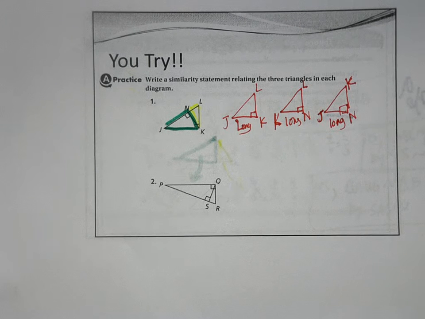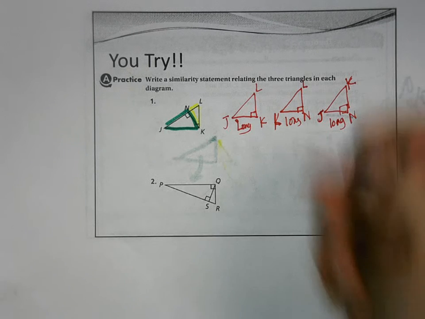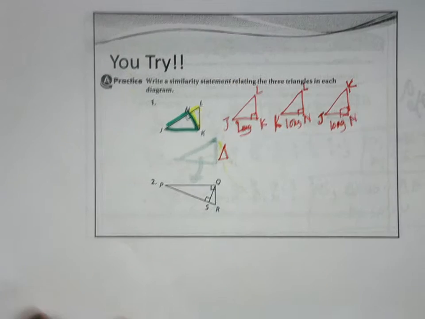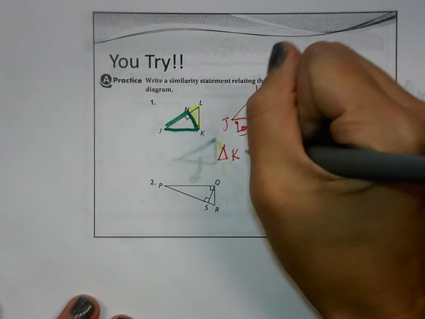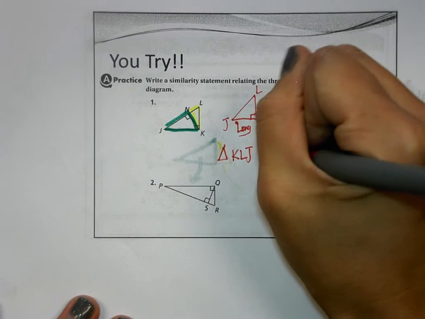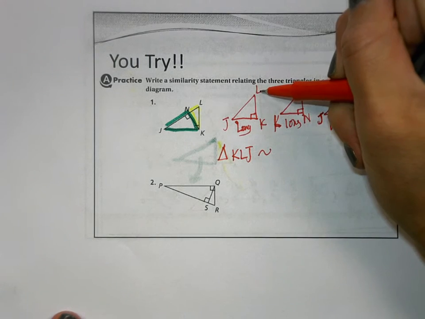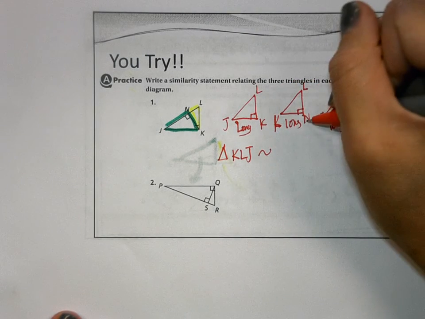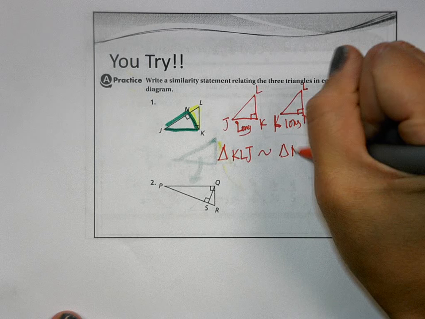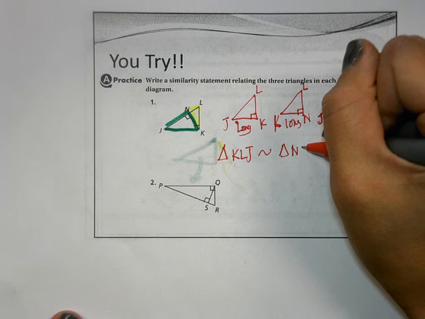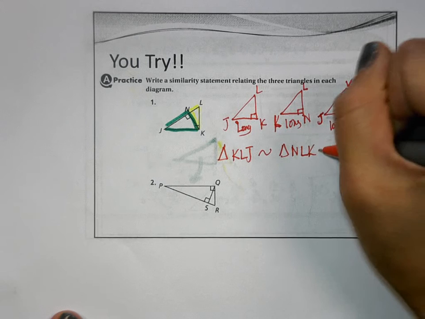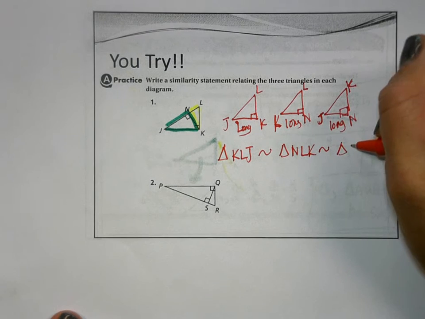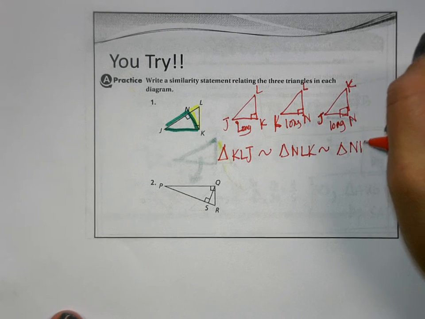So let's start always with the 90-degree angle first. Or, well, I guess it doesn't really matter. So if I do triangle, how did you guys write the first one? K, L, J. Okay. So since I went K to L, that means on the next one, I'm going to go what? N, L, K. Good. And then the last one will be triangle N, K, J.